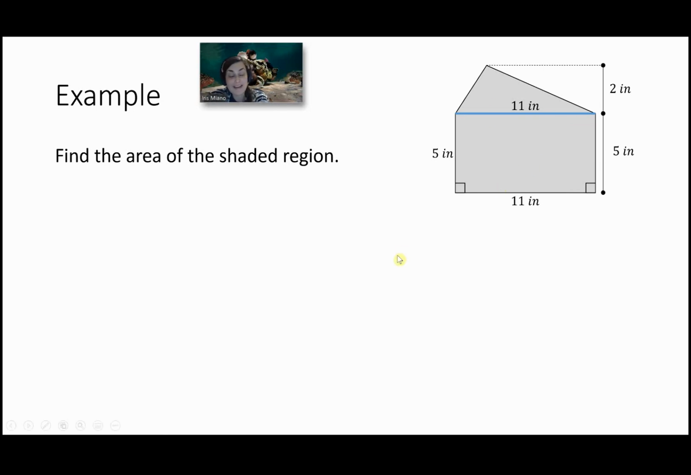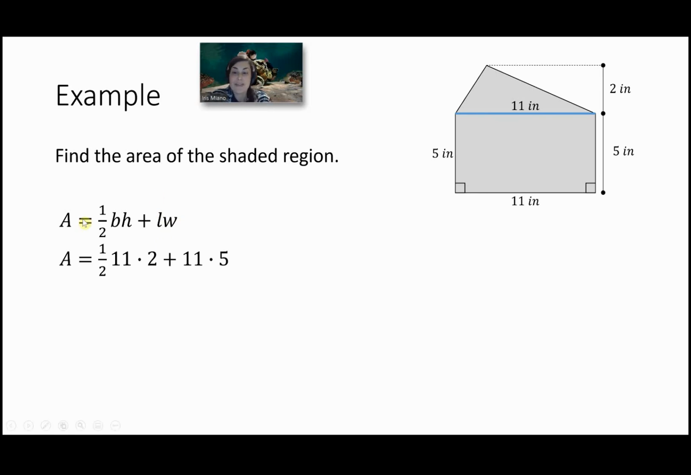What I like to call this is making a customized area formula. And this one has the area of the triangle plus the area of the rectangle. You're just simply going to add them together, and that'll give you the total area of the shaded region.